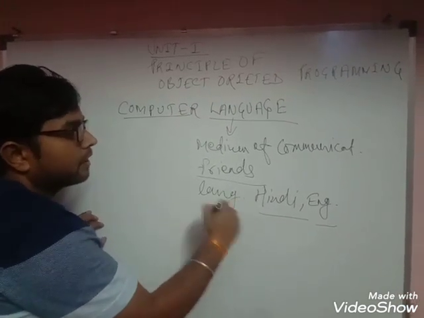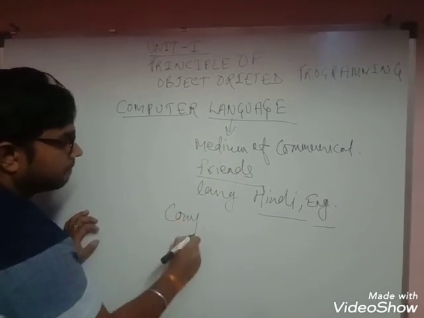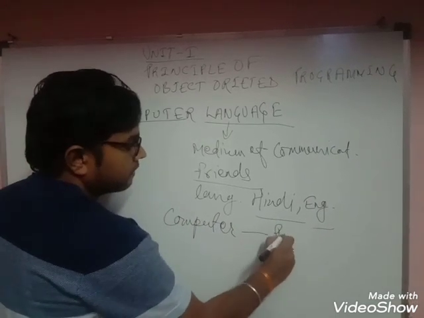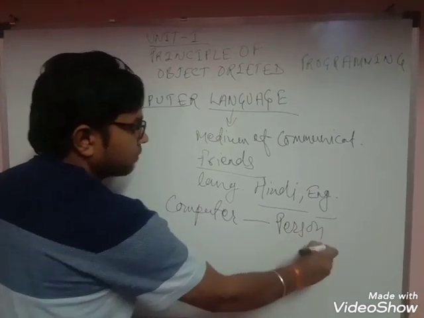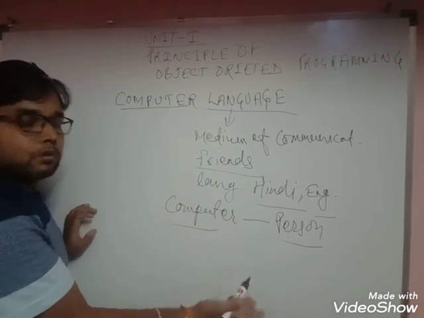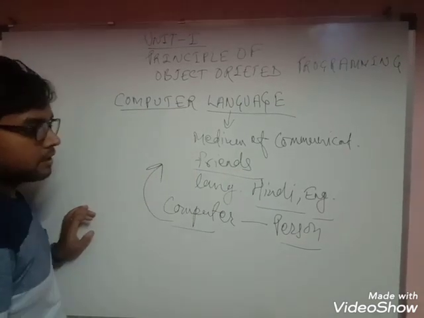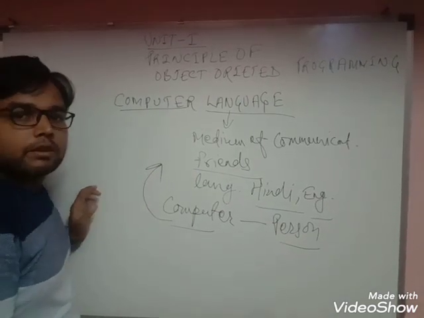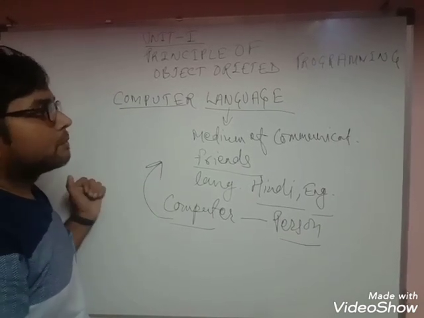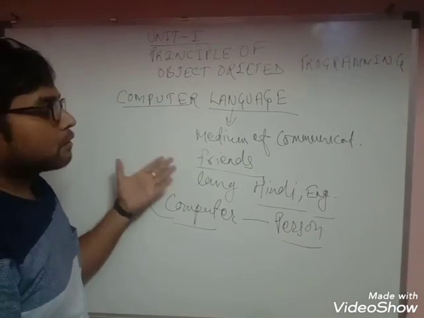But if you want to communicate with the computer system, there is a computer system and here is the person. Now if the person wants to communicate with the computer system, then he should know one programming language or computer language. That is called computer language. In this chapter we will learn about the basic features or basic principles of object-oriented programming, and we will also learn about the types of computer language.